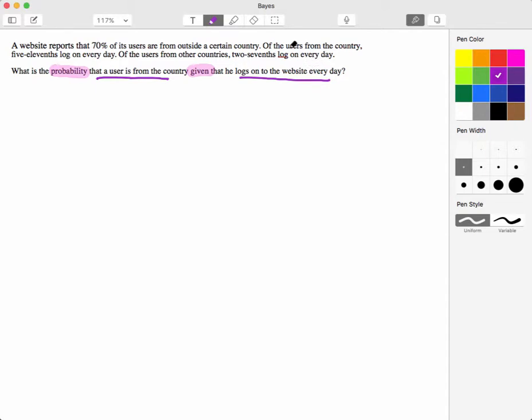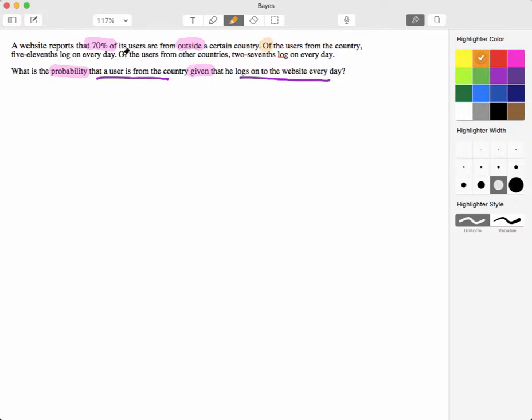And then up here in the earlier part of the problem, it gives us a fact. 70% of the users are from outside a country. And then there's that word of. It says of the users from that country, 5/11ths log on every day. Now, if you remember from algebra class, when you see the word of, it means multiply. So we're talking about a percent of a percent. So first we need to figure out what percent are users from the country, and then it's 5/11ths of them that log on every day.